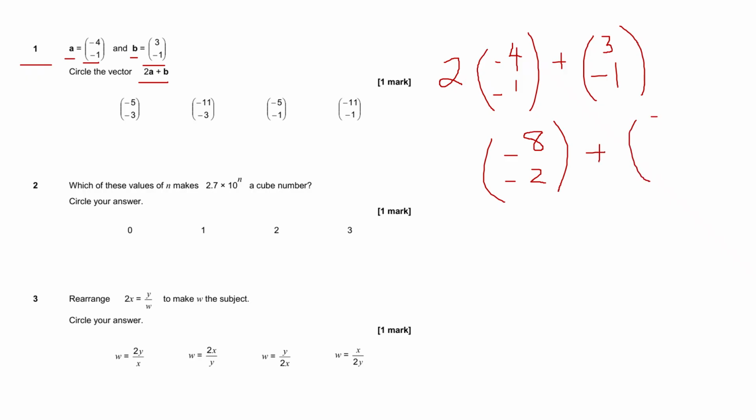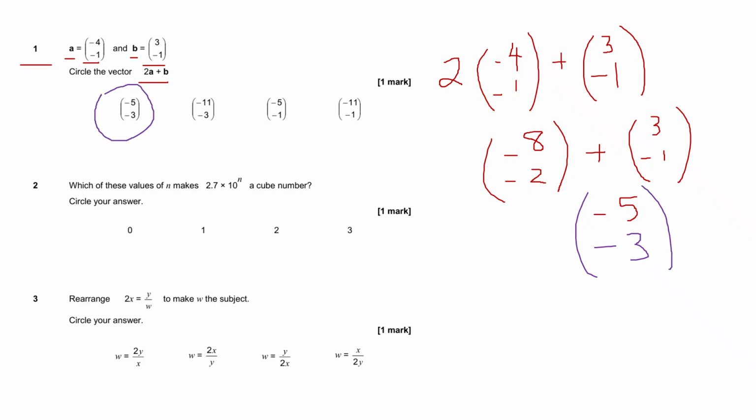And nice and simple, adding vectors and even subtracting them, I add the top components together and the bottom ones together. So on the top, we get -8 plus 3 is -5. And then we get -2 plus -1. Well, that becomes -2 minus 1, which is -3. So our answer is (-5, -3). Wondering if you got that.